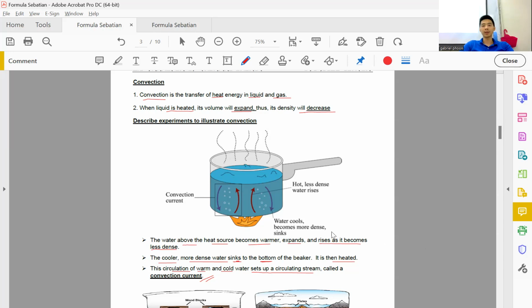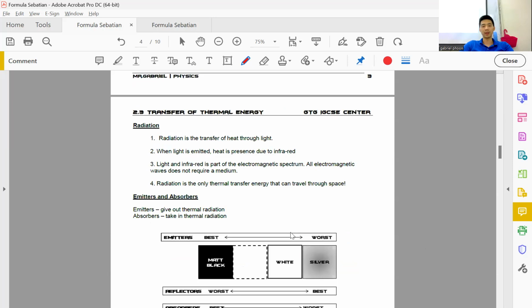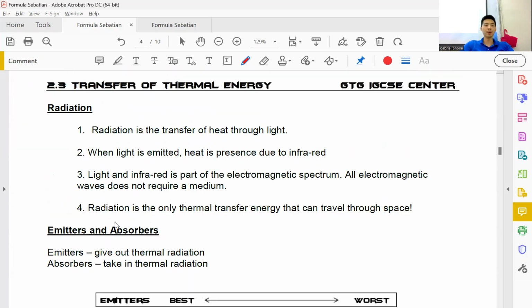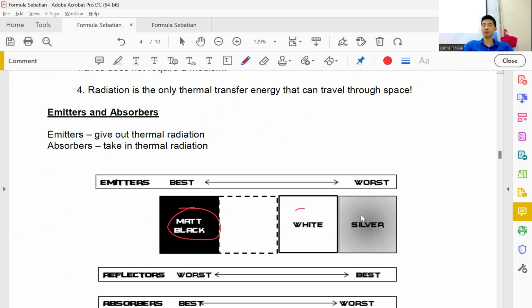Okay, then the final thing that we're going to learn about today is radiation. Whenever you see the word black, white, or silver, straight away, I want you to think about radiation. For sure, they test your understanding of radiation. If you see the word black, white, or silver in your exam, for sure.